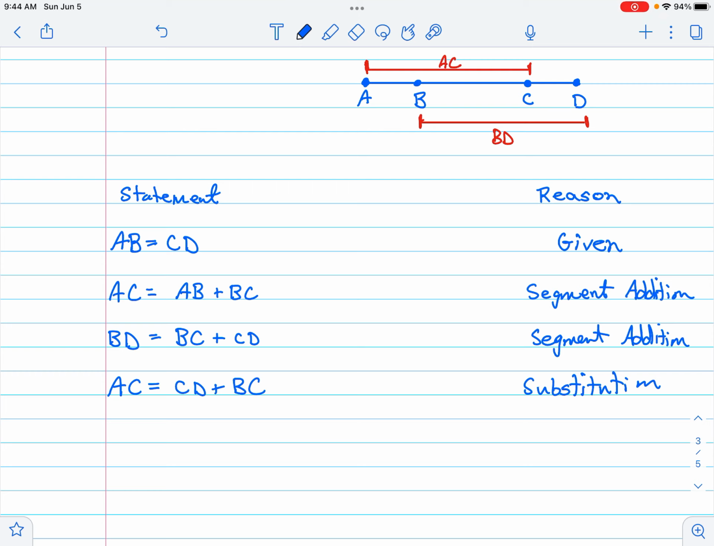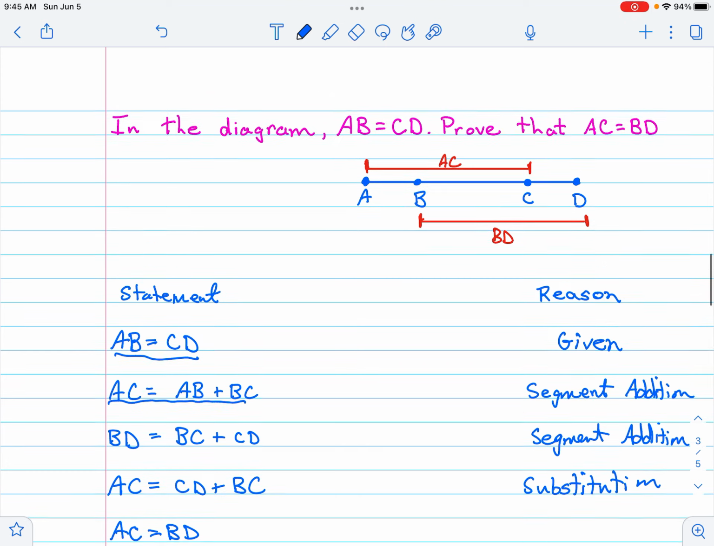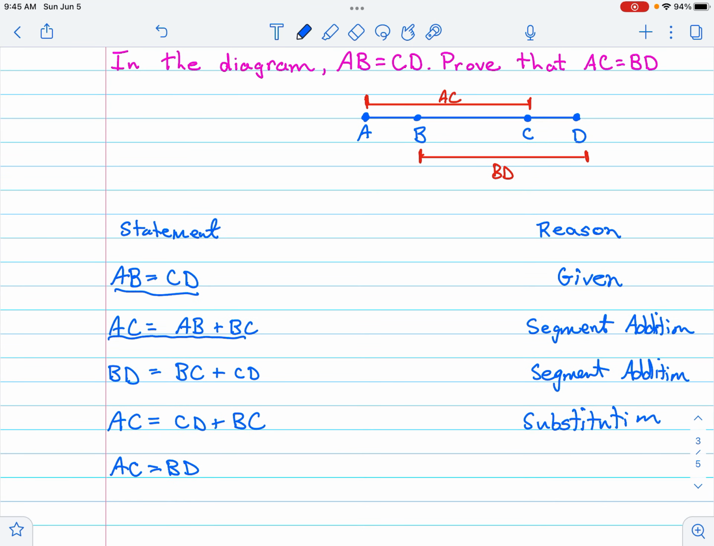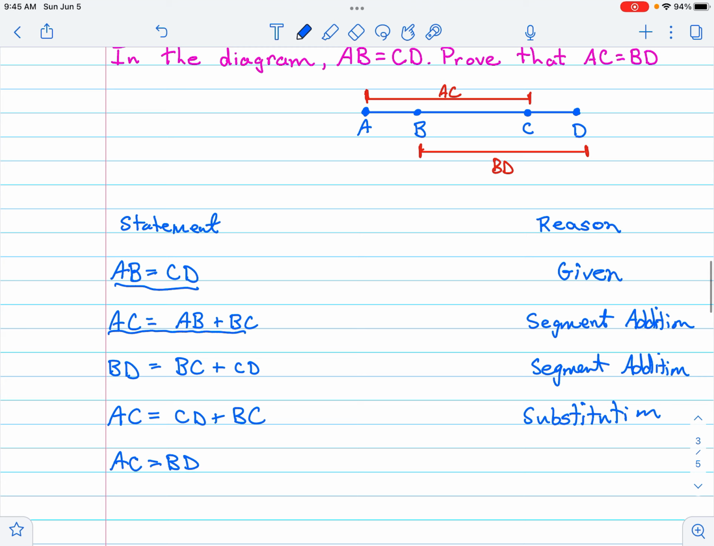So dig what we did. We took this thing right here, and I could say, okay, I can replace AB with CD. Therefore, AC is equal to BD. And let's see. Oh, that's what we were trying to prove. So we're done. I got kind of sidetracked there for a minute. But there we have it.